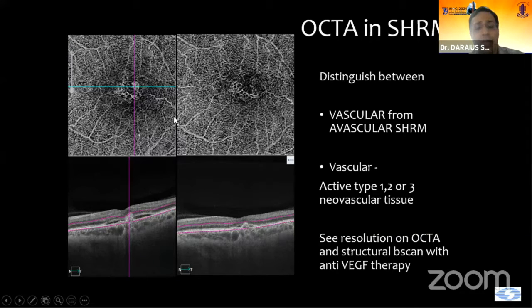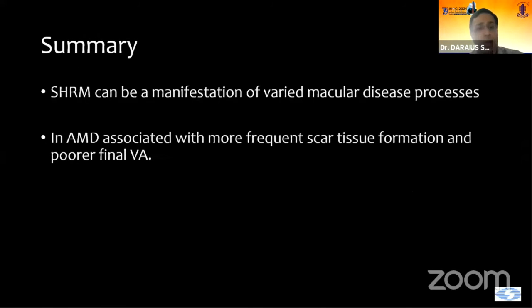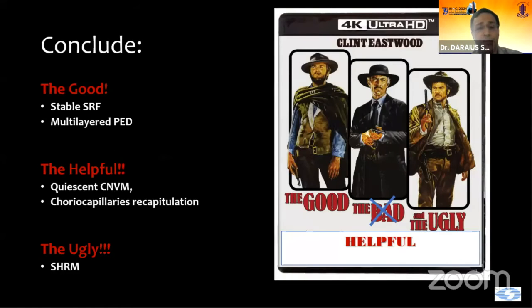So these are the networks we can see, and the SHRM has reduced here after anti-VEGF because it's vascular, and it could be caused by a neovascular tissue, which could be type 1, type 2, or type 3. Basically, it's a manifestation of varied macular disease processes, and in AMD, it's associated with frequent scar formation and a poorer final vision. So to conclude, we have studied these interesting subsets of neovascular AMD under the title of good, helpful, and ugly, and hope this helps us to remember these a little more.